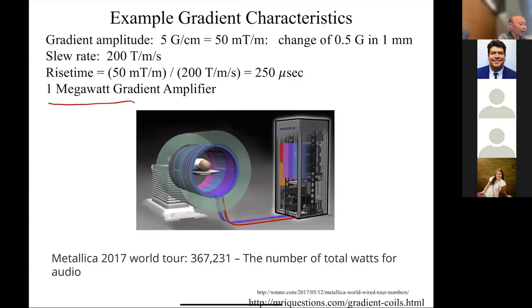The other thing is that the gradient amplitudes we look at are about 5 Gauss per centimeter, which is the maximum we might see. That means you're changing the magnetic field on the order of the Earth's magnetic field. So that's a change of half a Gauss of magnetic field in 1 millimeter. We're talking about small changes in the magnetic field, but they're very well controlled. But because we want to switch them on and off, it takes a lot of power to do that.